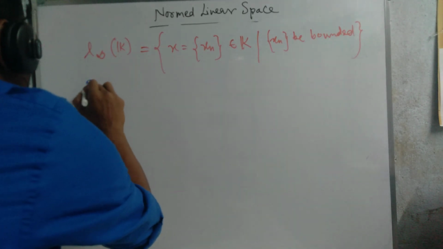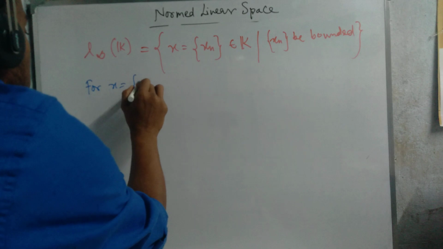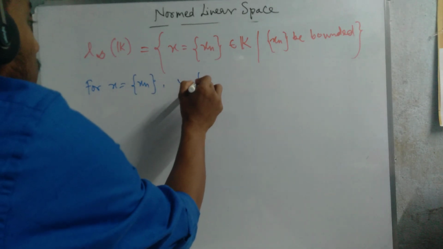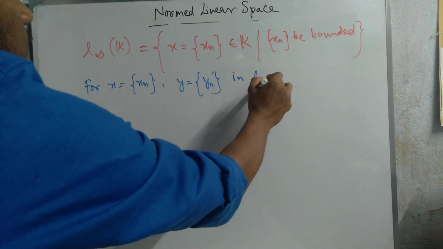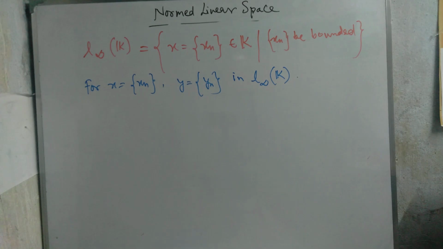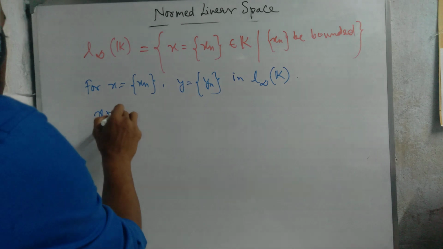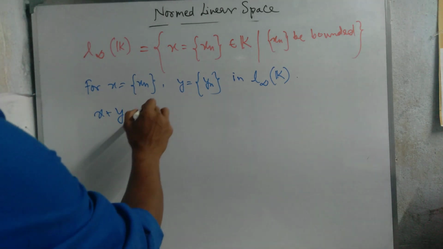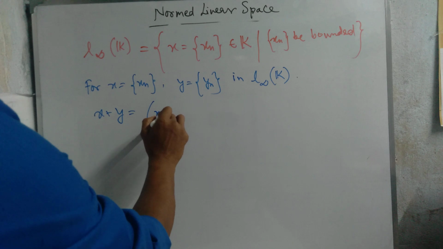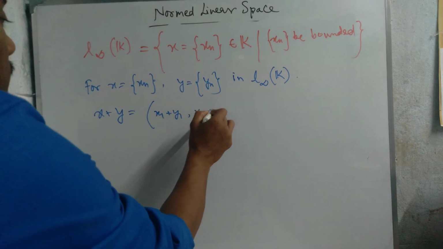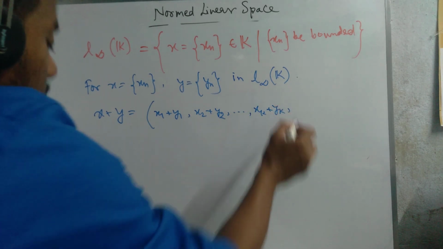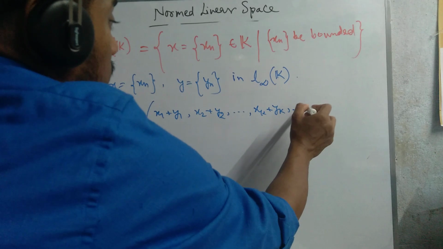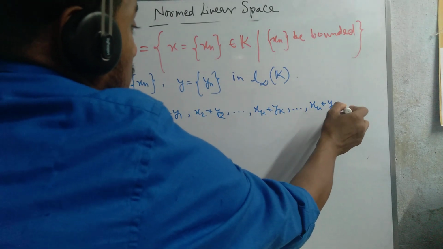That means for x equal to xn and y equal to yn in L infinity k, now x plus y equal to what? X plus y is simply x1 plus y1, x2 plus y2, and so on, xn plus yn.